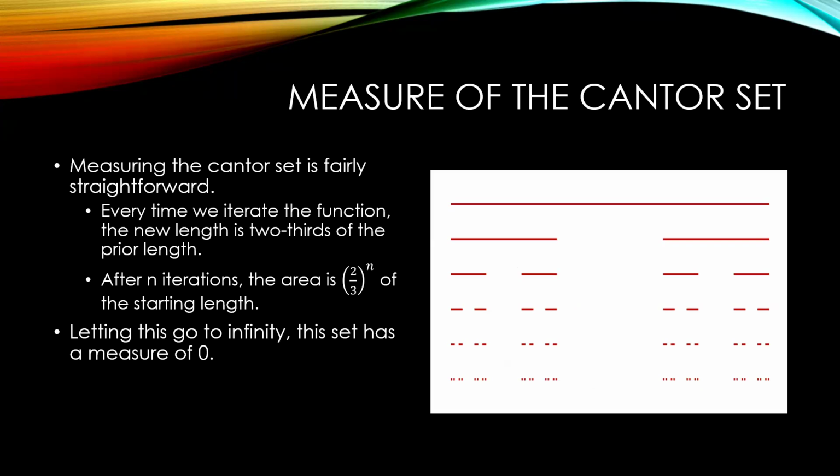Every time we iterate the function, the new length is 2/3 of the prior length. So after n iterations, not the area, but the length is 2/3 to the n of the starting length. That means as we go to infinity, we'll get 2/3 to the infinity, which is going to be something ridiculously small. At that point, it will be a measure 0 set.